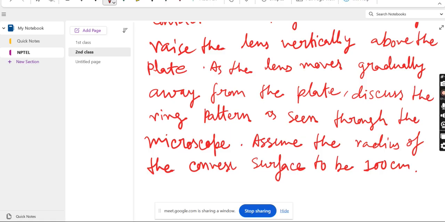The question was: consider the formation of Newton's rings by a monochromatic light of lambda 6.4 centimeter. Assume the point of contact is perfect. Perfect means the convex lens literally touches the glass plate. There is no dust, nothing. Now slowly raise the lens above the plate. As the lens moves slowly away from the plate, discuss the ring pattern as seen through the microscope. Assume the radius of the convex surface to be 100 centimeter. So basically, capital R is 100 centimeter.